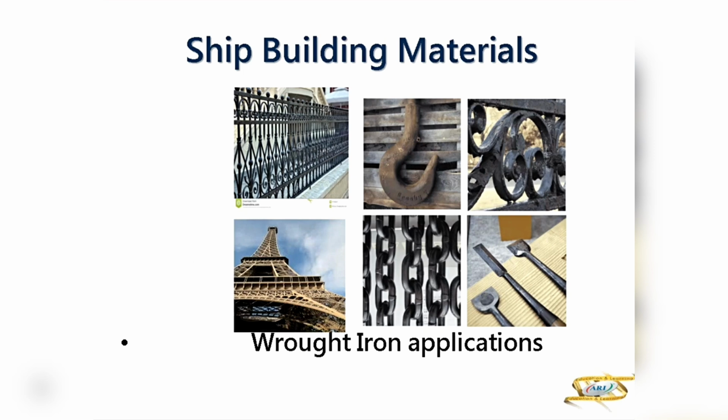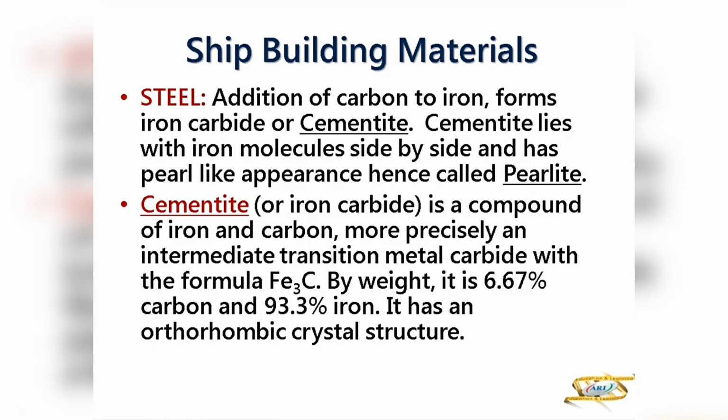So here you have the applications of wrought iron: the fancy gate, the hook, these appliances, the chains, the anchor, the Eiffel Tower, and the iron pillar near Qutub Minar. These are all examples of wrought iron. Now we come to the next type, which is steel.